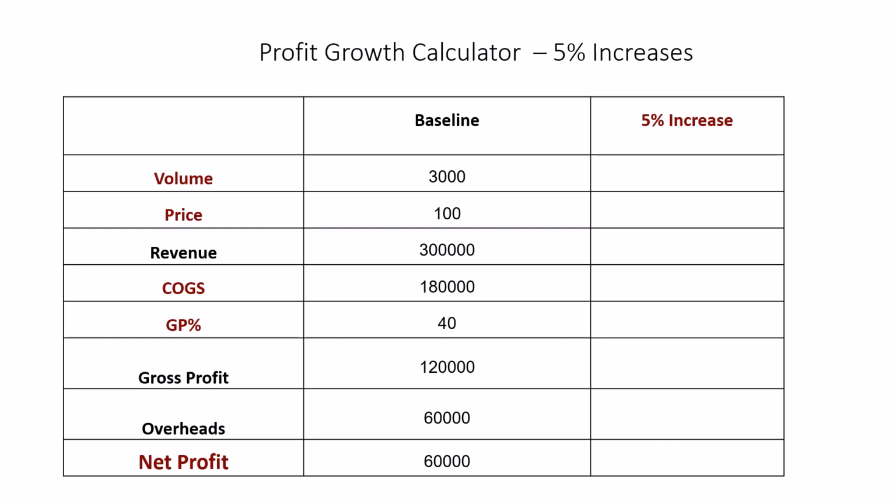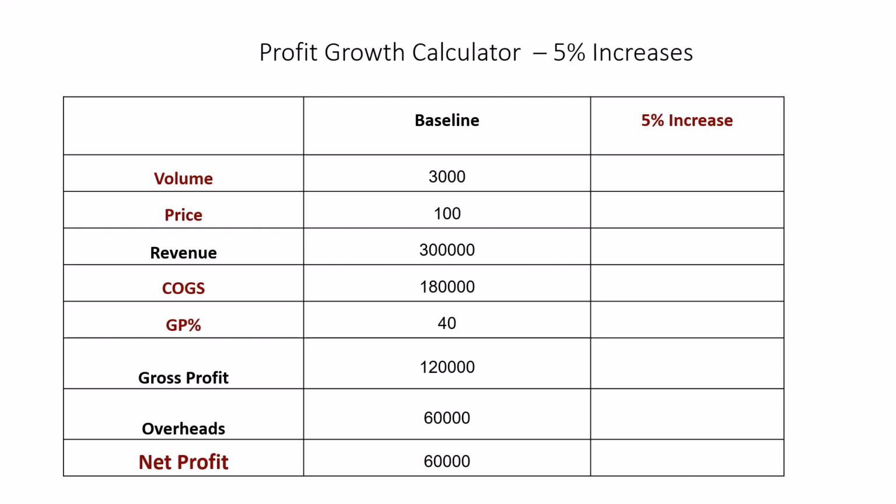The difference between the price and the cost of goods sold, or the revenue and the cost of goods sold, is your gross profit margin, which in this case would be 40%. Therefore, your gross profit is 40% of your revenue, which is 120,000. But you'll also have some other overheads, things like rent, rates, depreciation, wages and salaries, etc. And that will take us to our bottom line net profit of 60,000.